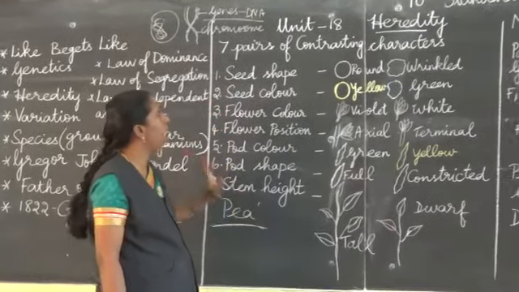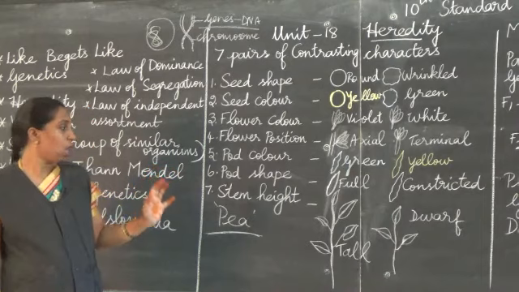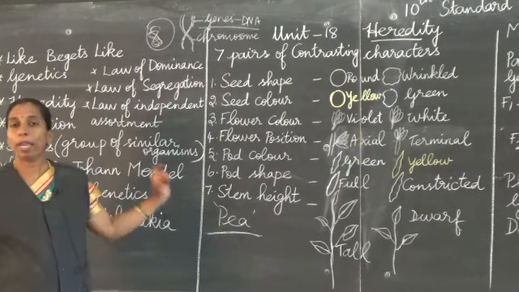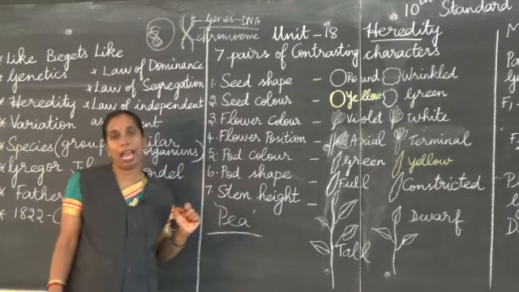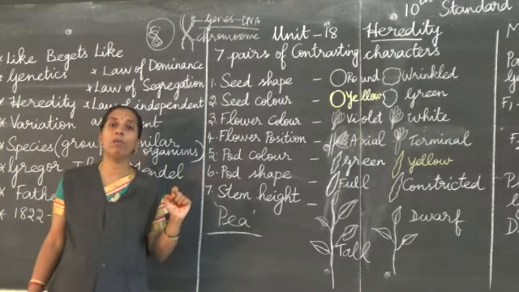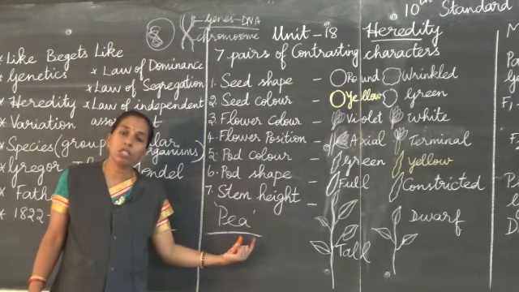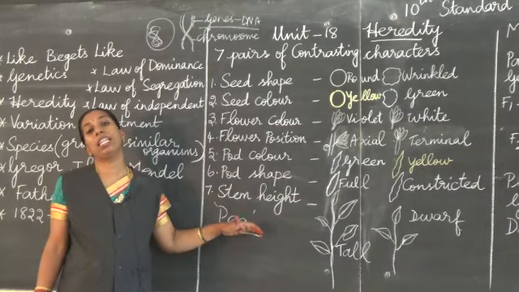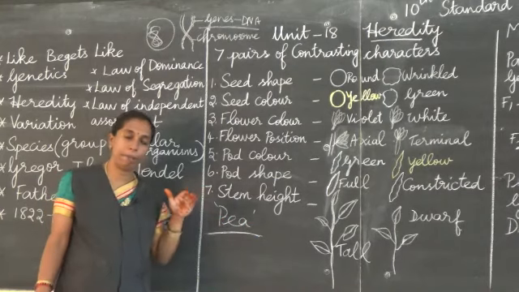So now we shall see why Mendel selected this garden pea plant. There were some contrasting characters, and reasons why he selected it. This pea plant is similar to the clitoria plant. What is clitoria? In Tamil we say sangupu. Garden pea plant is similar to clitoria plant. There are certain reasons why he selected this garden pea plant.